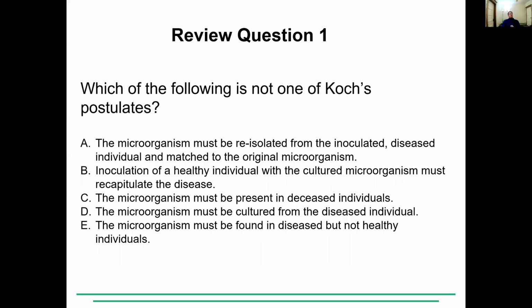Okay, so today's review questions. Which of the following is not one of Koch's postulates? The microorganism must be re-isolated from the inoculated diseased individual and matched to the original organism. The inoculation of a healthy individual with the cultured microorganism must recapitulate the disease. The microorganism must be present in diseased individuals. The microorganism must be cultured from the diseased individual. And the microorganism must be found in the diseased but not healthy individuals.